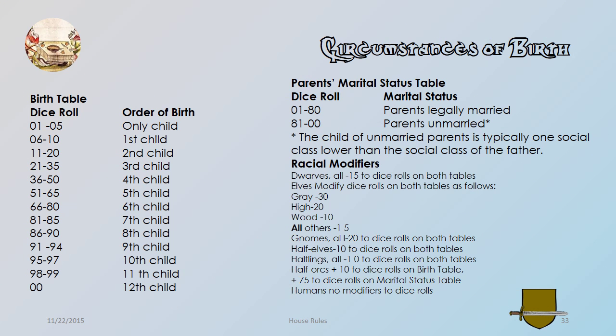So, your circumstance of birth, just kind of fleshing it out. Again, you can pick your background, or you can roll it and make it random. If you do make it random when rolling your social class, or where you're born, there's a little bit of bonuses there, and we'll talk about that in a second.